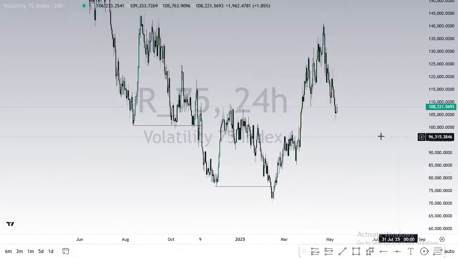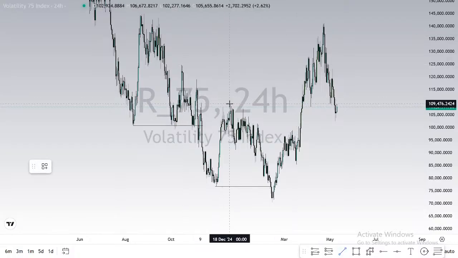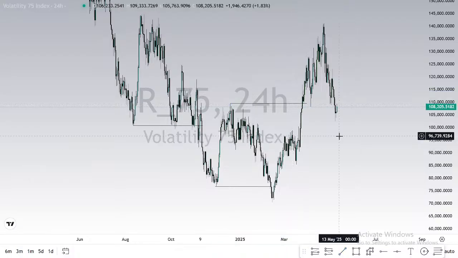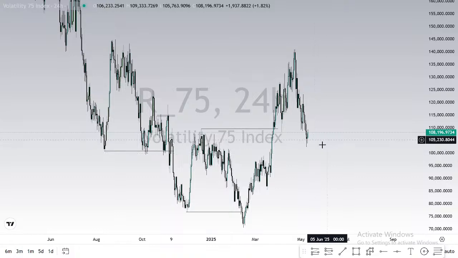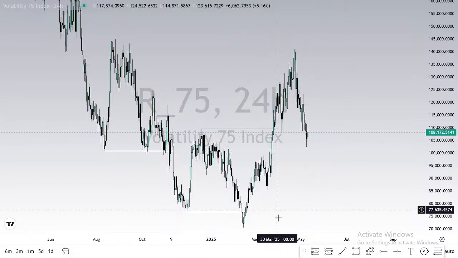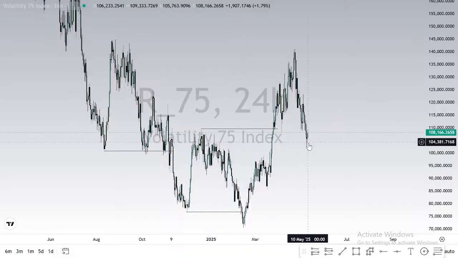Now, after this break of structure to the downside, the next thing you are seeing here is a change of character to the upside. When we have a change of character, it is the market showing us some sign of weakness, that the trend we currently have is exhausted. That is what change of character means. So this is letting us know that we cannot be so sure if the market is going to continue the buy or continue the sell.